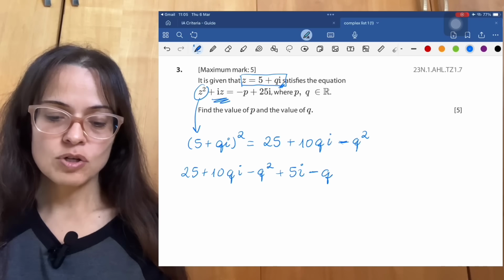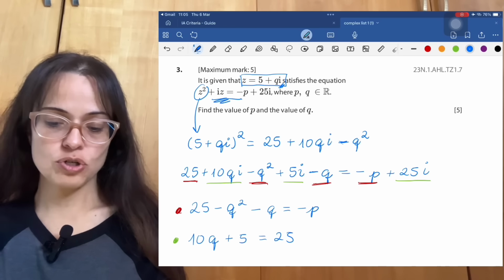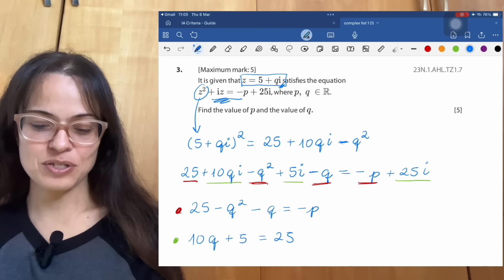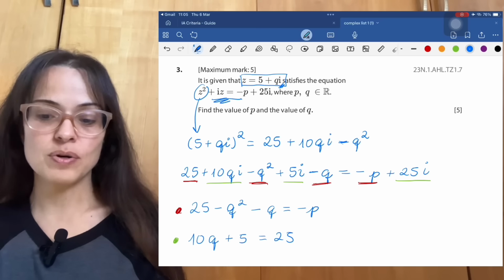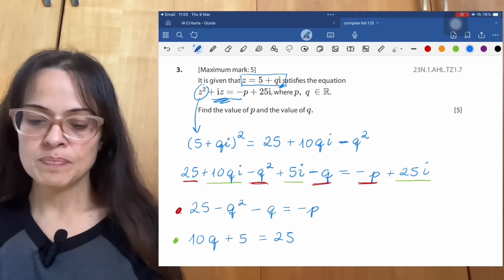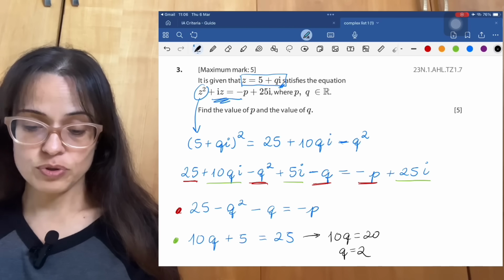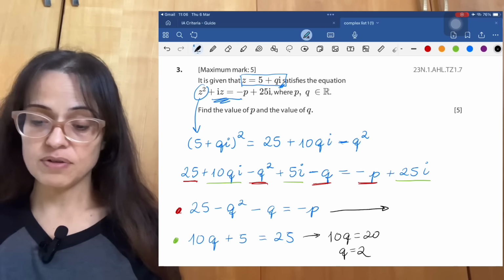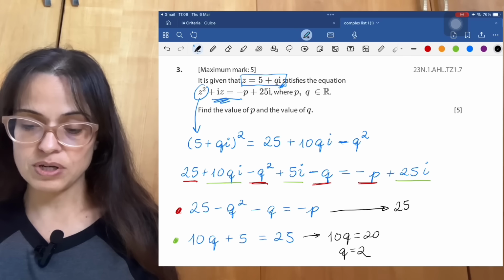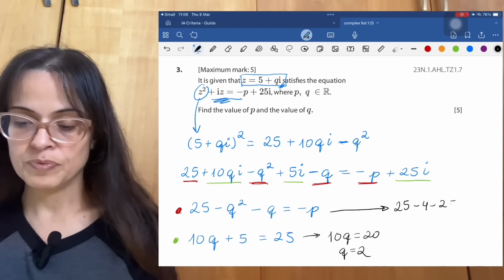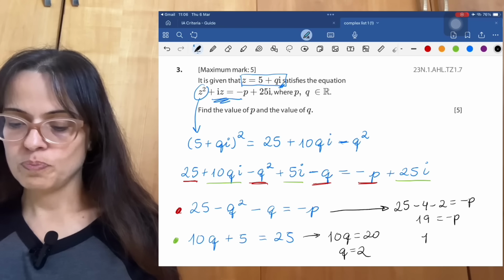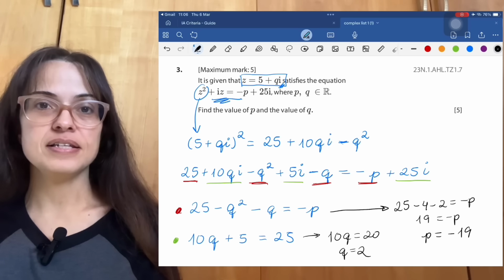So now I have to organize this and separate it into two equations, one without i and the other one with i. The first equation looks annoying because it is quadratic and has two variables, but the second equation looks fine. It just becomes 10q equals 20, and then q equals 2, which I am then going to substitute into the first equation. And look, I'm not even going to have to solve a quadratic. It's 25 minus 4 minus 2 equals minus p. So p equals negative 19.